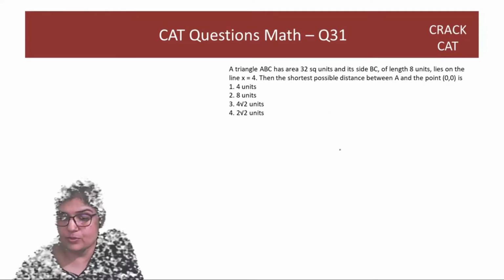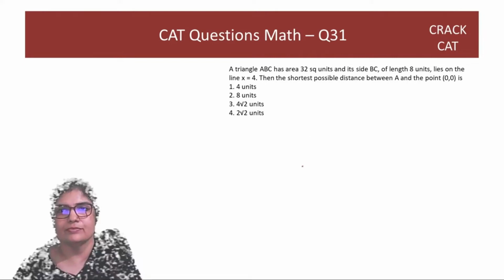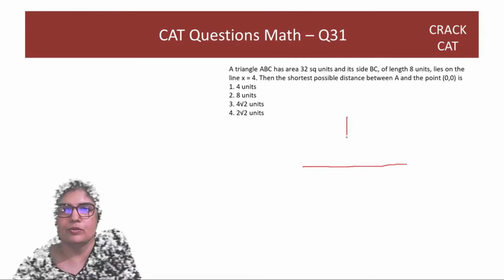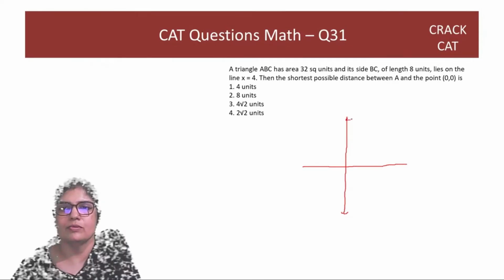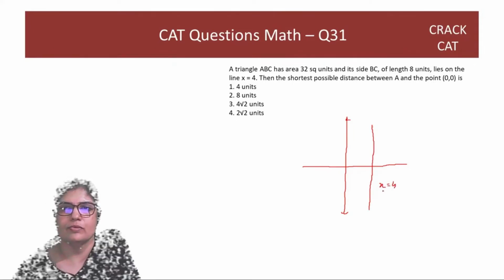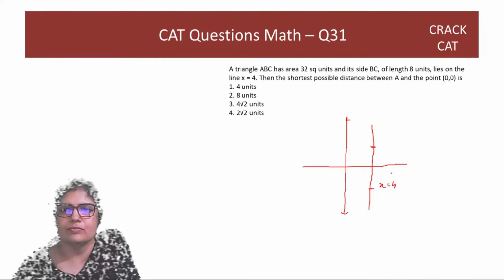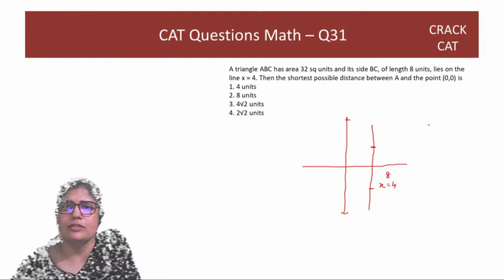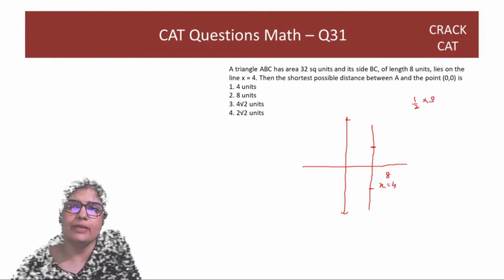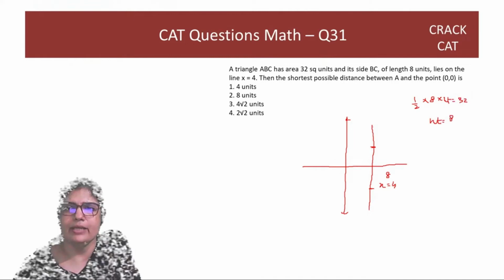ABC has area 32 square units. Side BC has a length of 8. And that lies on the line x equal to 4. So if I draw, this is the line x equal to 4. And let's say it is 8. So base is 8. What should the height be? Half into base into height will be 32. So height hence will be 8.